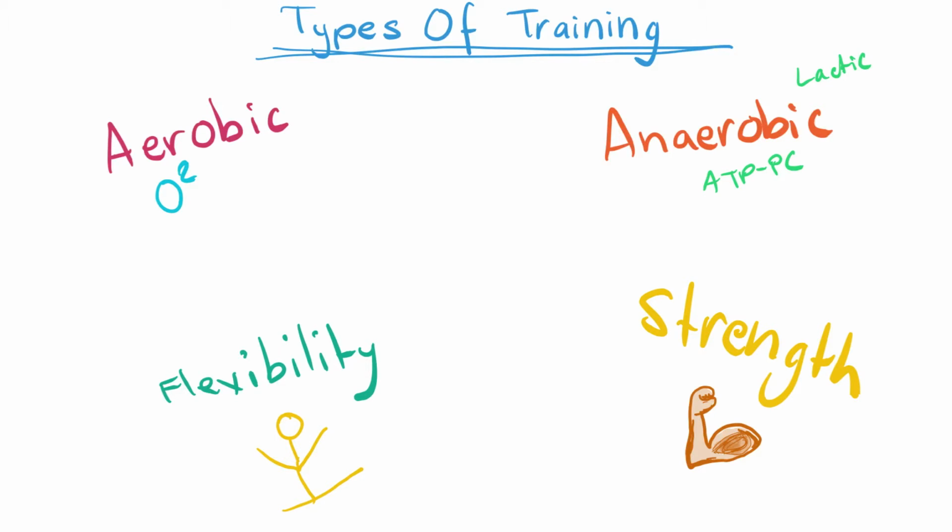So we know that there are 4 different types of training. We have aerobic training, which we learned about in the video before, anaerobic training, which is what we're going to have a look at today, and then there's also flexibility training and strength training. So we know that there are 4 types of training: aerobic, anaerobic, flexibility, and strength. This video will explore how flexibility can improve performance.